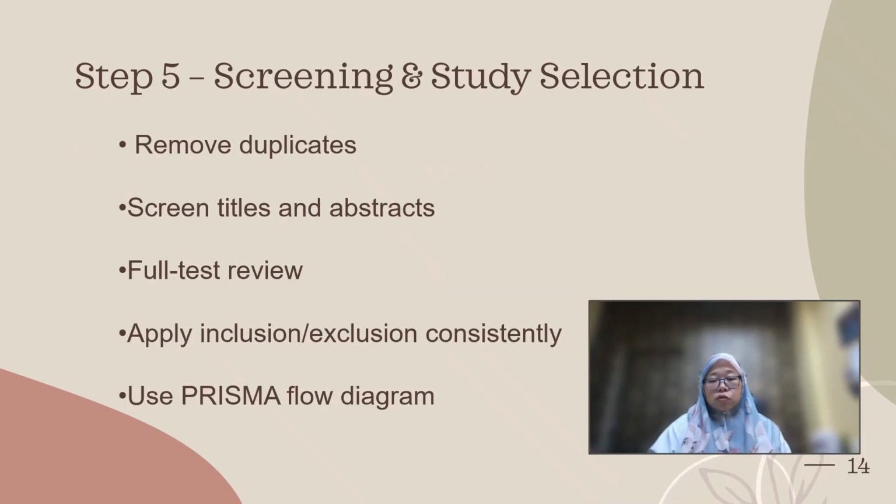Okay, step 5 is on screening and study selection. Once you have your articles, what you need to do next is remove duplicates and begin the screening. First, you scan the titles and abstracts to remove any irrelevant studies. Then you conduct a full text review of the remaining articles. You should also apply your inclusion and exclusion criteria consistently. Most SLRs use a PRISMA flowchart to illustrate the selection process.